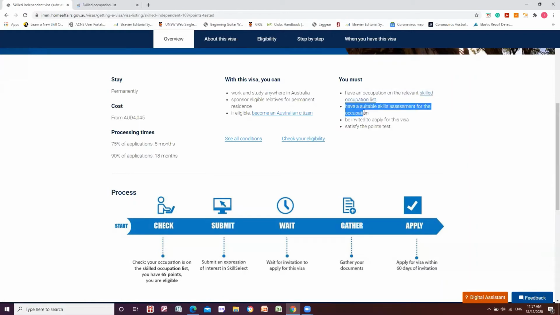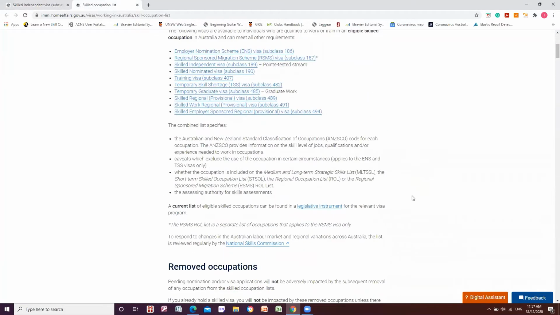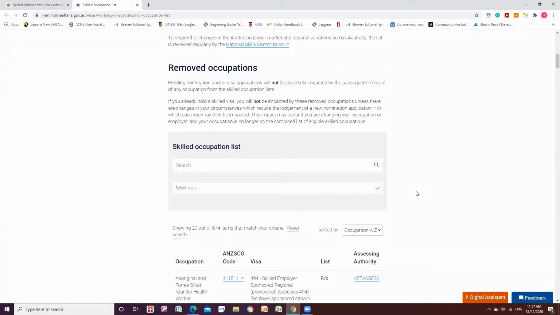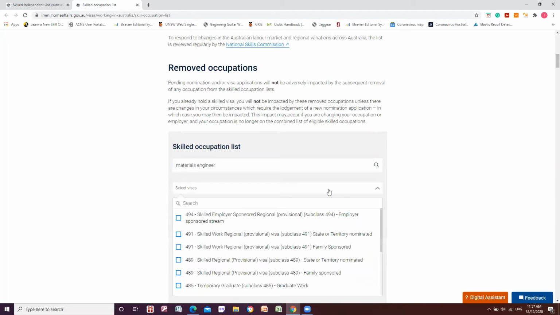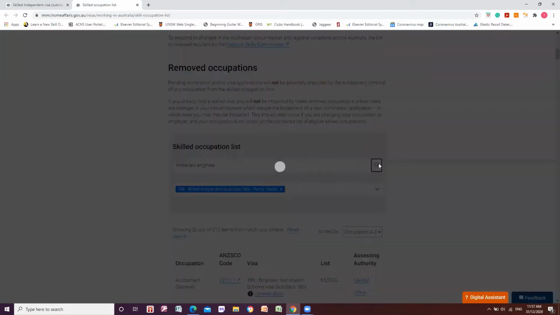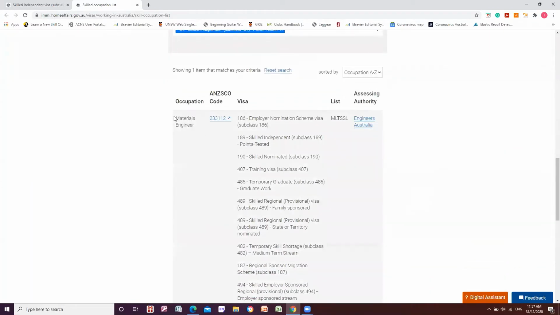And also, we can see if you can have a suitable skill assessment for your occupation and how to do that. So, first, let's look at the skilled occupation list and look at the occupation that you have. It's based on what profession you want to apply on. For example, I'm a materials engineer, so I will just type in materials engineer, select the visa and go search. As you can see, it is here.